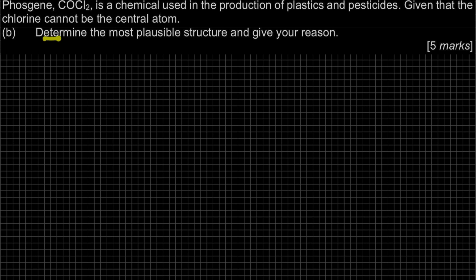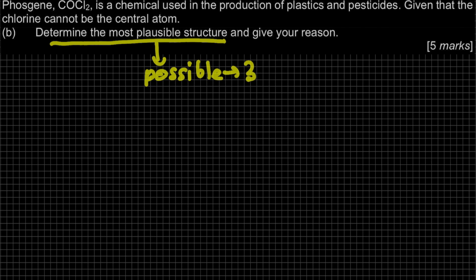Question B: determine the most plausible structure and give your reason. If the question asks to determine the most plausible structure, plausible is the same as possible. Because we have 3 possible structures, we have to choose which one is the most accurate one. So how do we choose which structure is the most plausible?